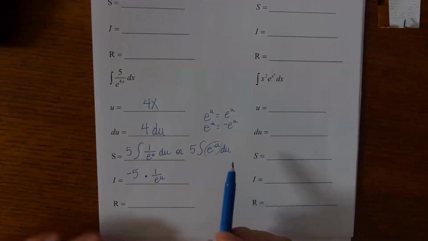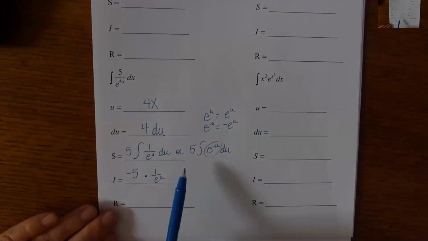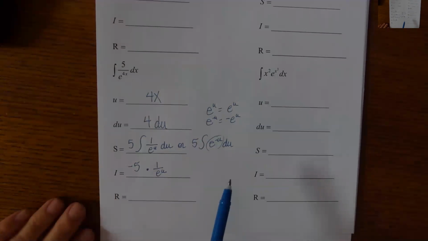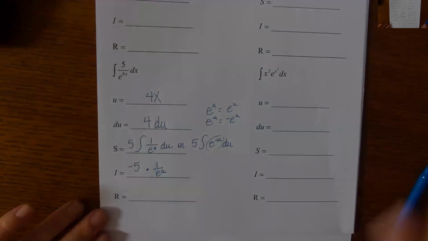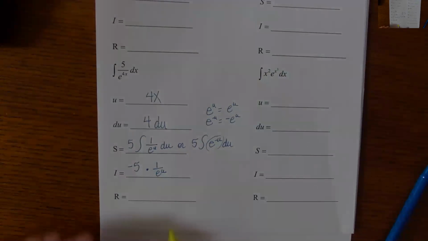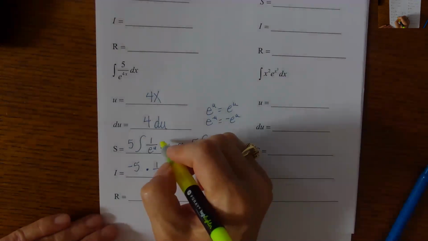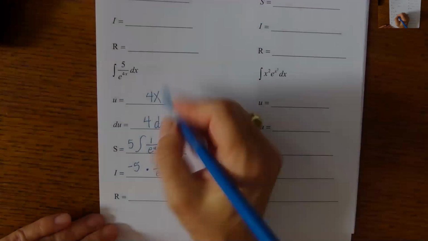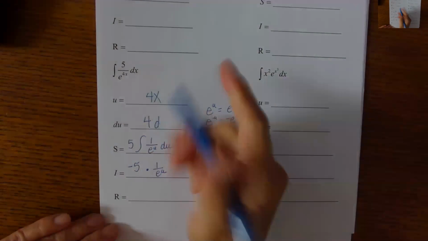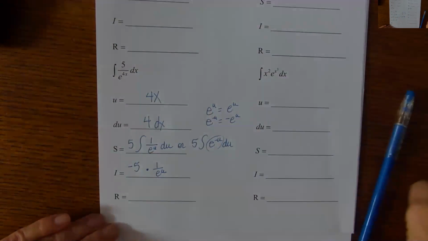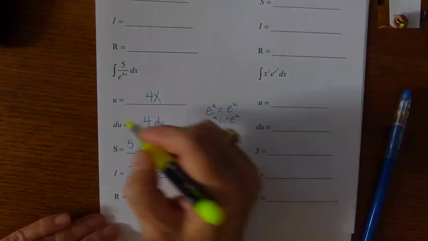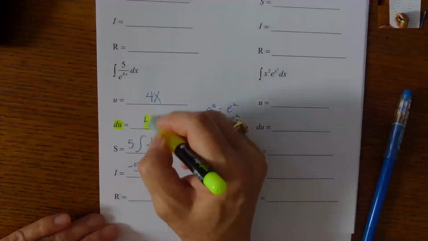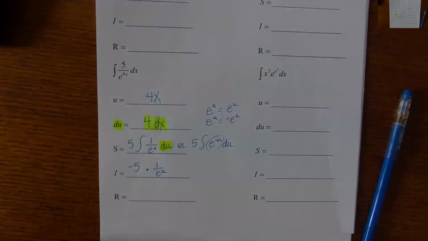Now, we're going to have to make an adjustment here. What is du? Oh, why did I write du there? That's an x. Sorry. What is du? 4dx. Okay.